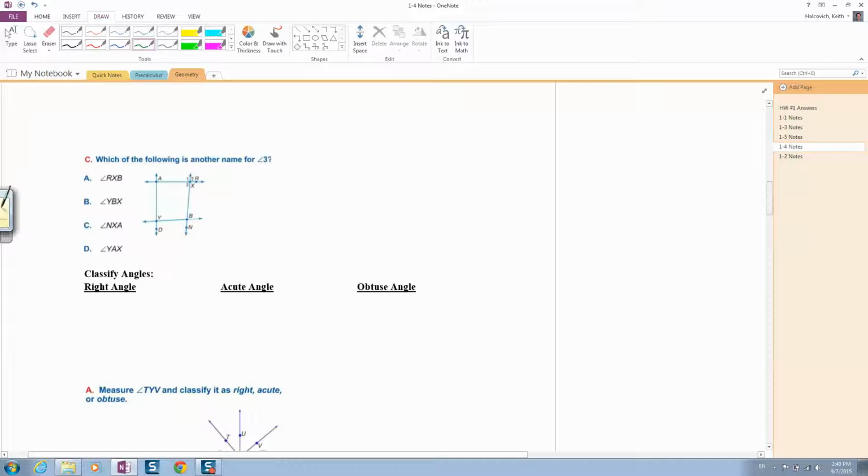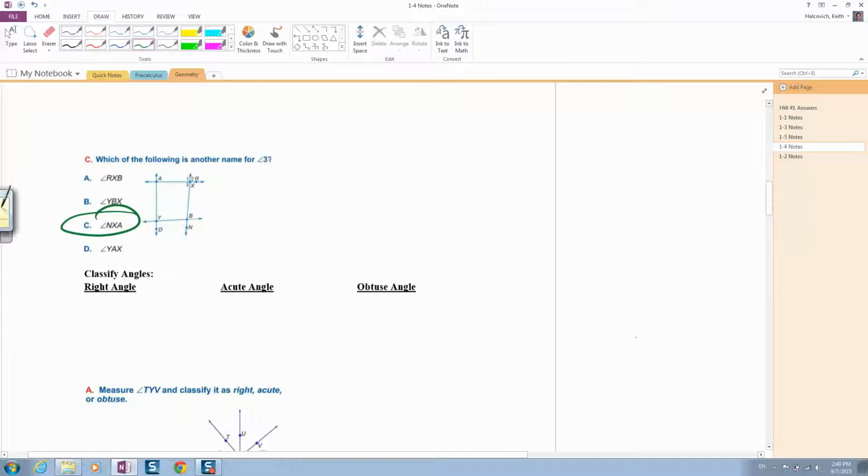Alright, what is another name for angle 3? And angle 3 is here. RXB is this way, that's not angle 3. YXB is not angle 3. NXA, that is angle 3, so that is C.